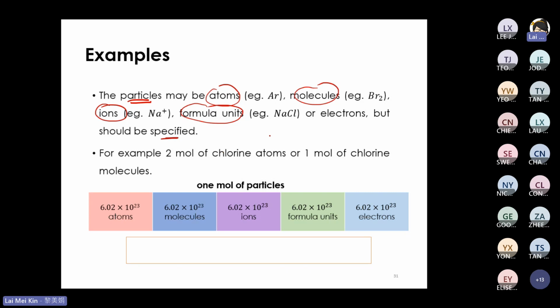For example, if I have Cl2, it can be 1 mole of chlorine molecule. Or it can also be 2 mole of chlorine atom. That is why your specific particle is very important because it affects the number in front, how many it is.